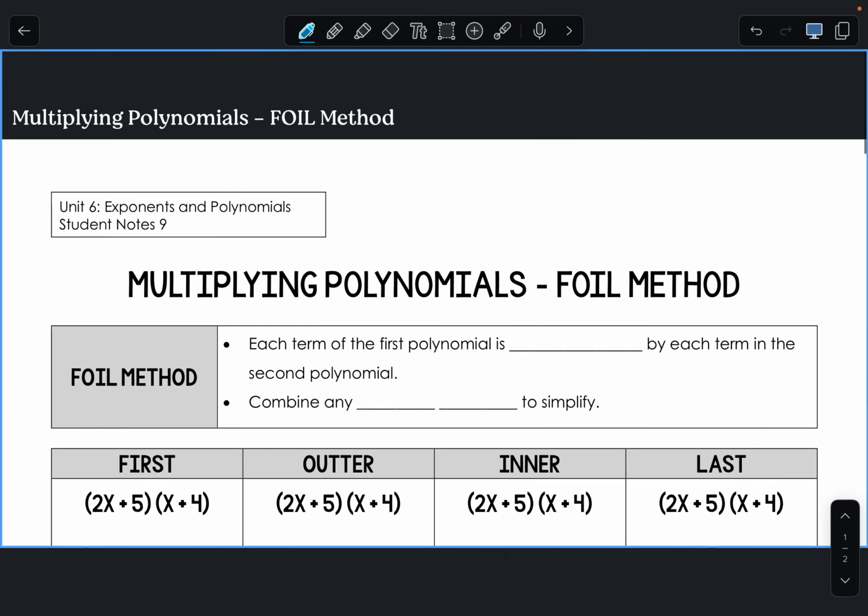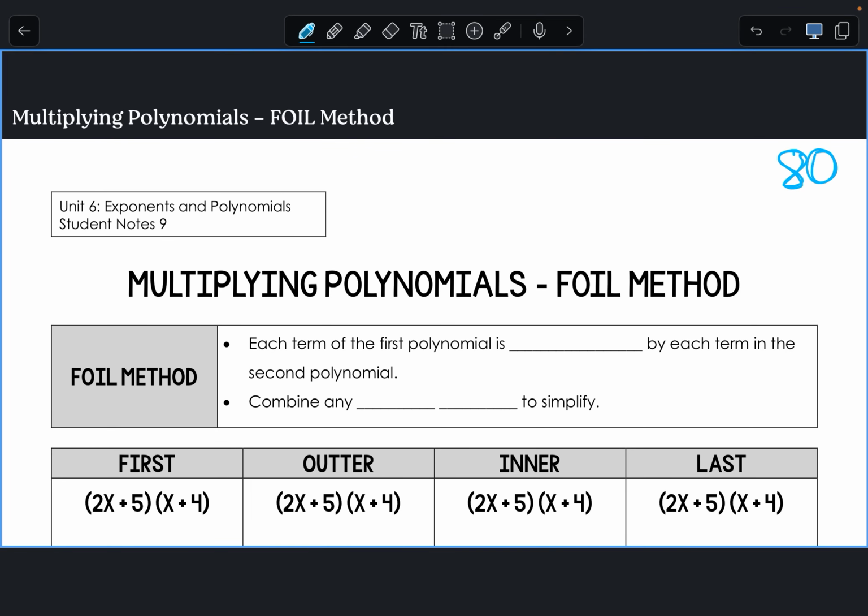Okay, this is page 80. All right, once again, when we add and subtract polynomials, remember they have to have the same variable to the same exponent. You can only add x squared with x squared. You cannot add x squared with x cubed. But today we're going to be multiplying these binomials, multiplying polynomials.